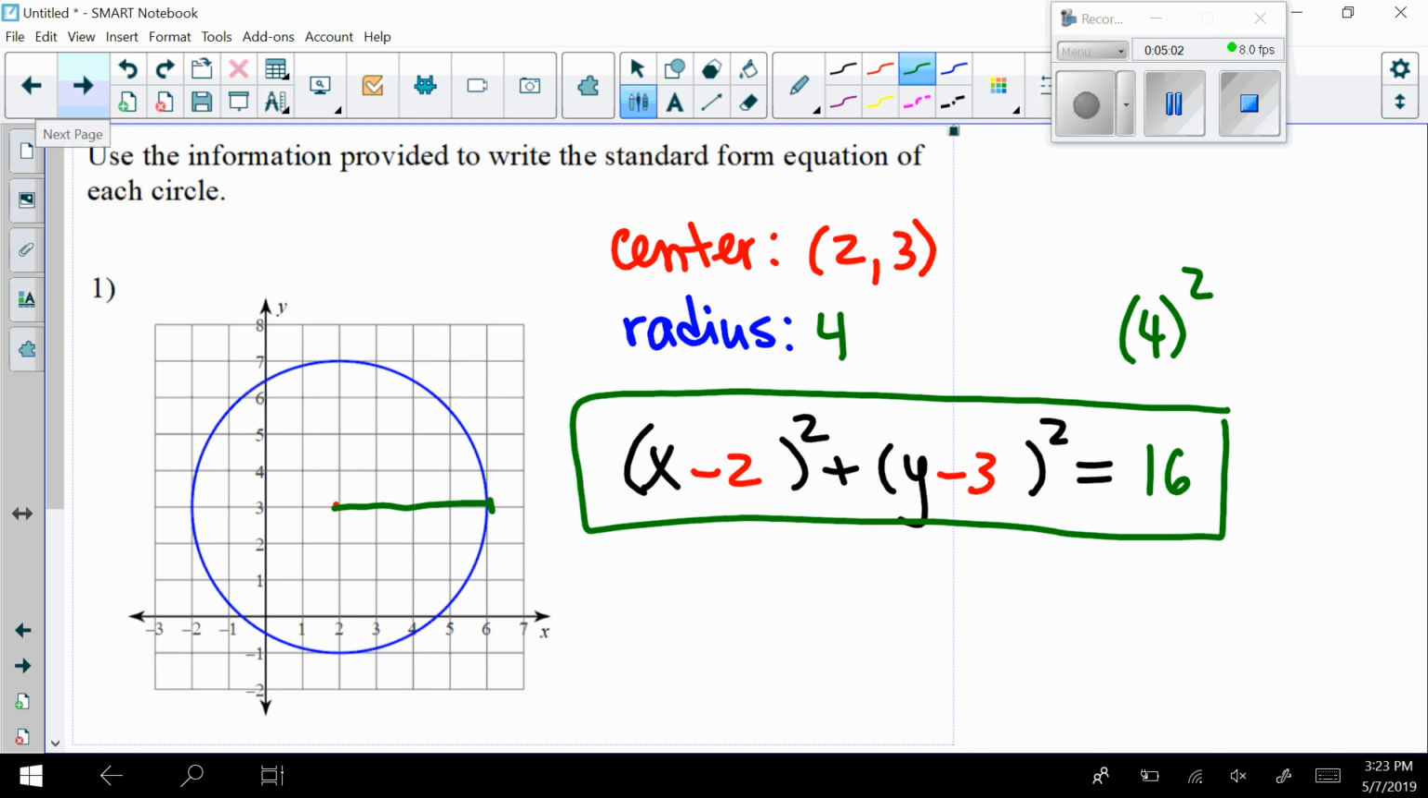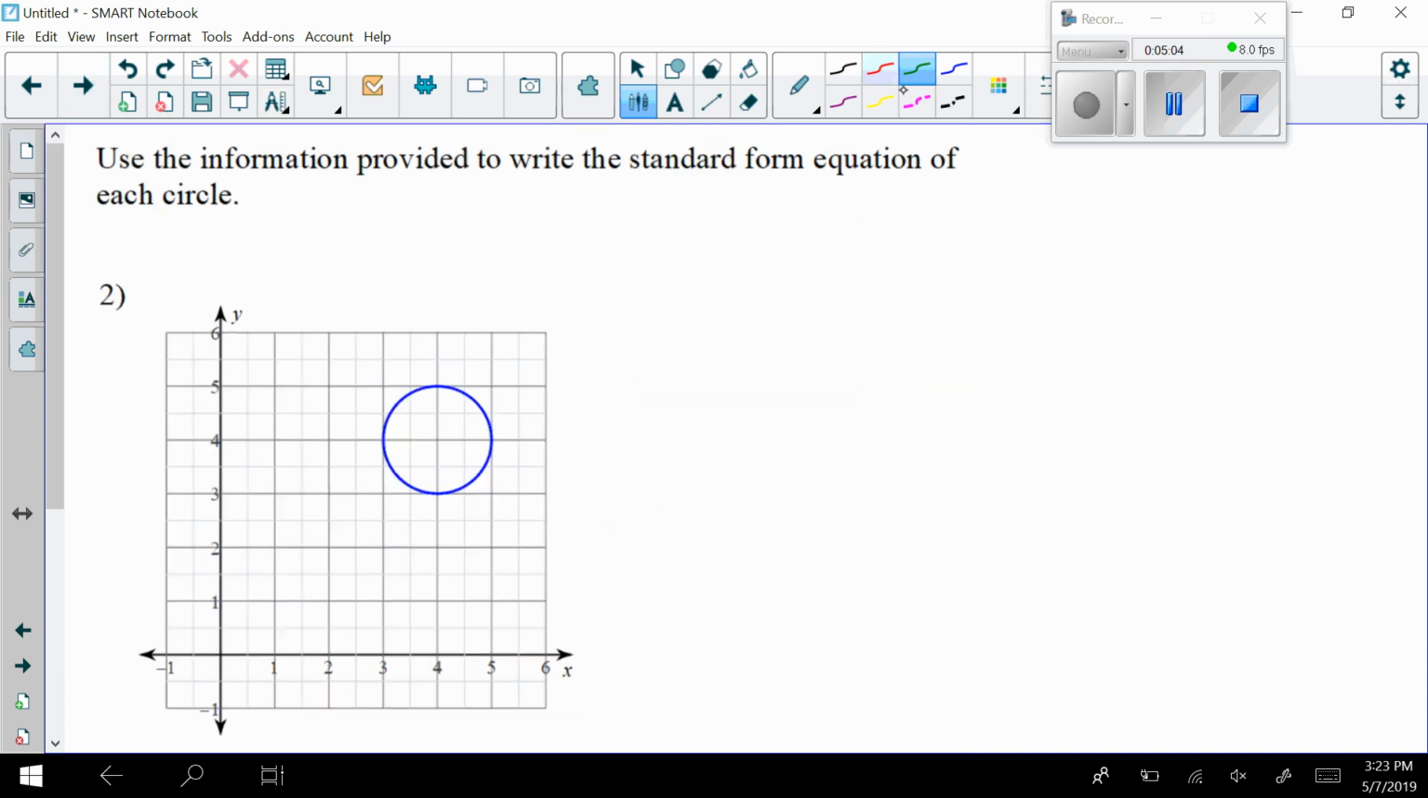All right, let's do one more. I need to know my center. So in this case, my center is at 4, 4. And I also need to read off my radius. So my radius is going to be 1 unit.